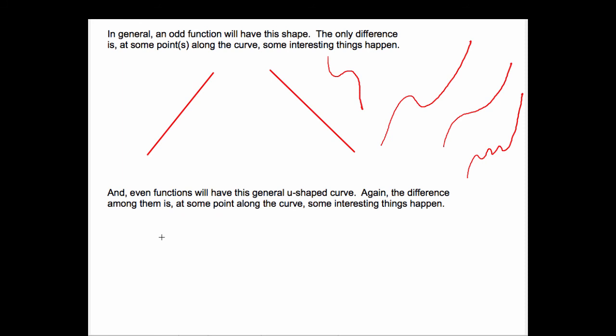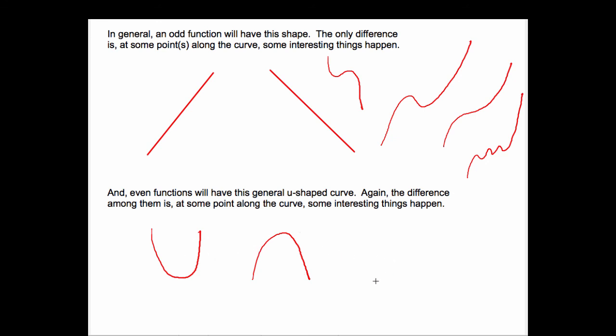Now, an even function is going to have a general U-shaped curve. Again, the difference among them is at some point along the curve, some interesting things happen. So if we think about our most basic U-shaped curve, we have our quadratic function, the parabola. Okay, by the way, parabola is a geometric term. When we talk about the graphical representation of a function, we're talking about geometry. So here's a squared function.